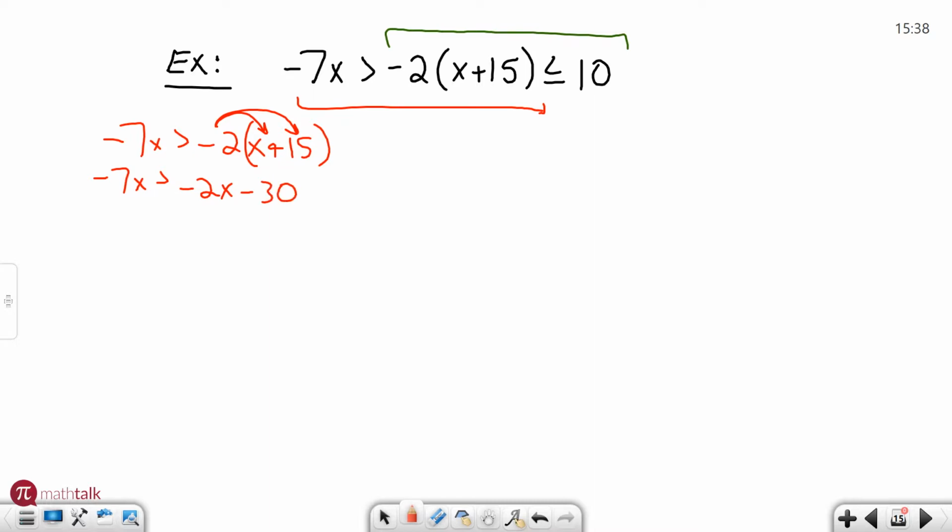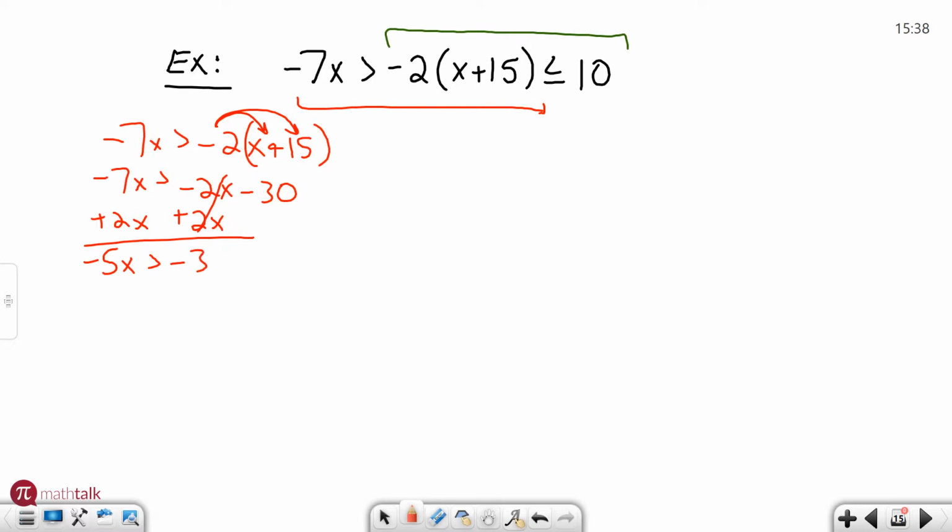Okay? Now I have two different terms with x in it, so I need to isolate those and bring them together. I'm going to add 2x to both sides because my number is already over on the right, so let's get my variable on the left. Those will go away. Negative 7 plus 2 is negative 5x.